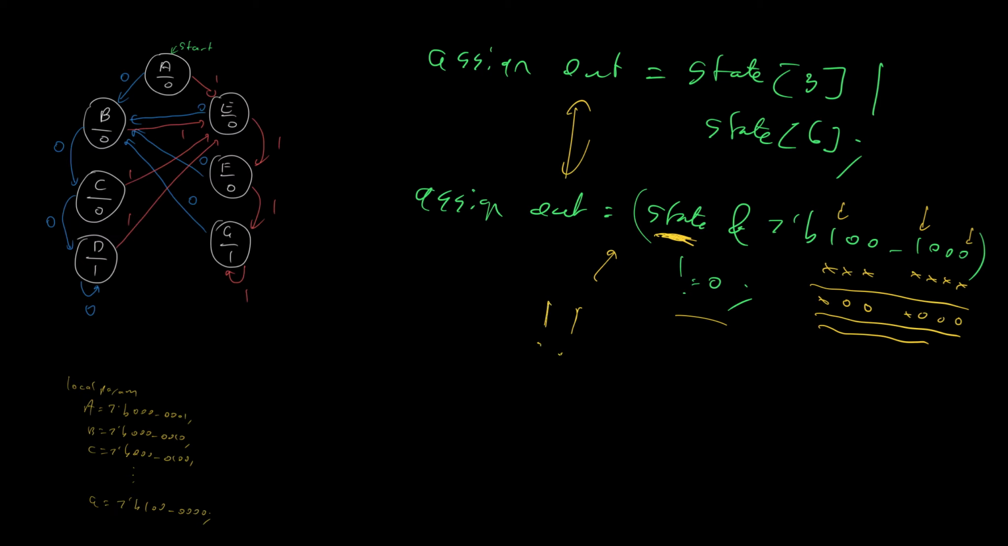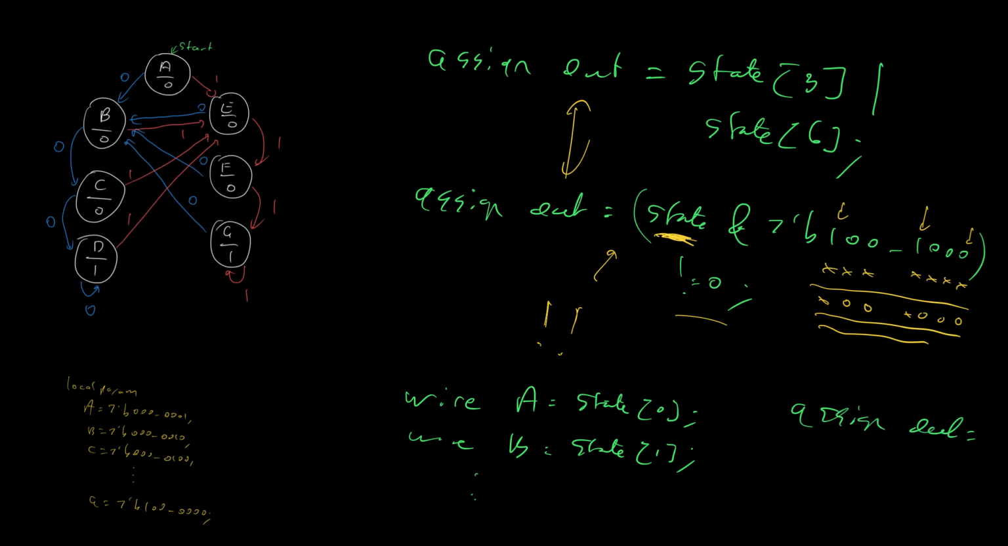Yet another trick we could have played is that early on in our module, I mean it can appear anywhere because order doesn't matter, but maybe it's nice to put it early on, we could have written a bunch of statements like wire A equals state[0], wire B equals state[1], and so forth. And if we'd done this, then that means we could have done assign out equals D or G, because D is going to be the same thing as state[3], and G will be the same thing as state[6].